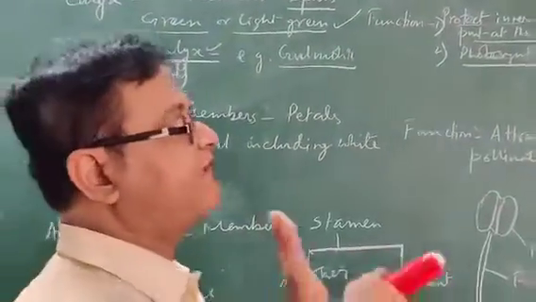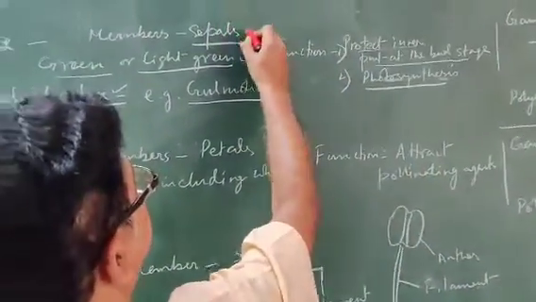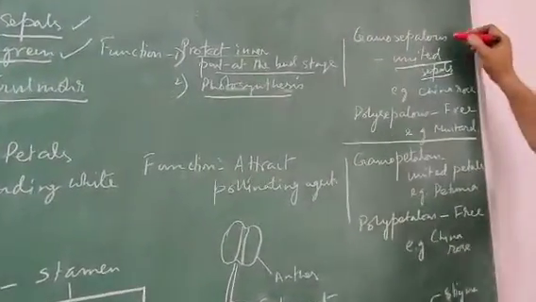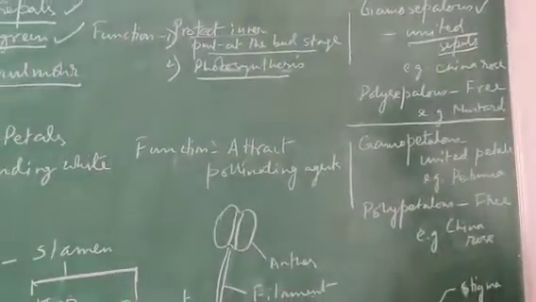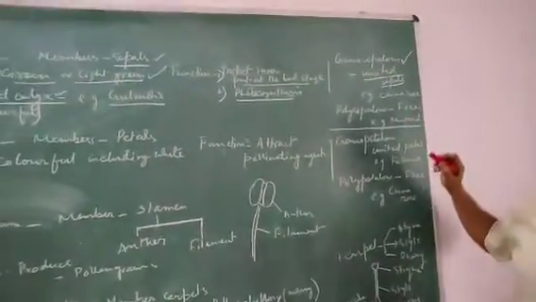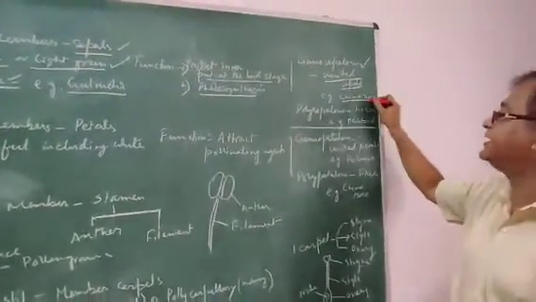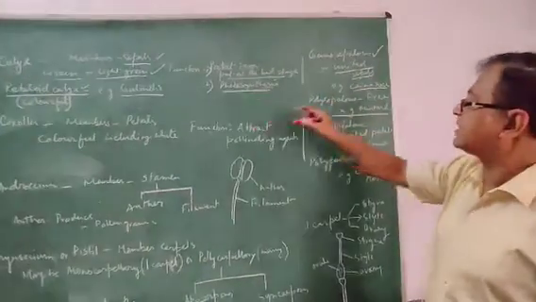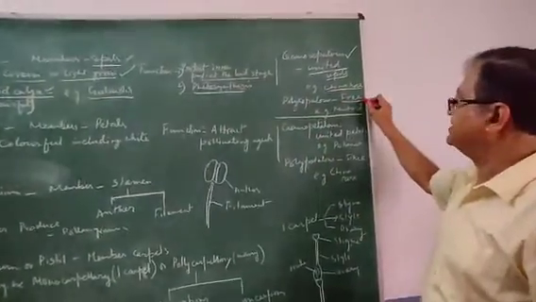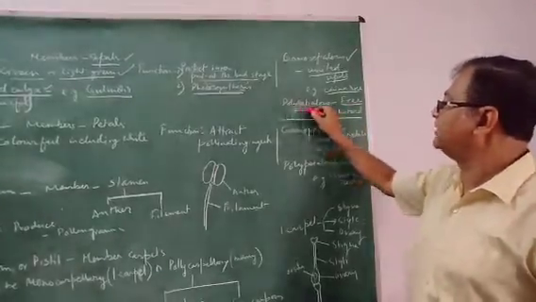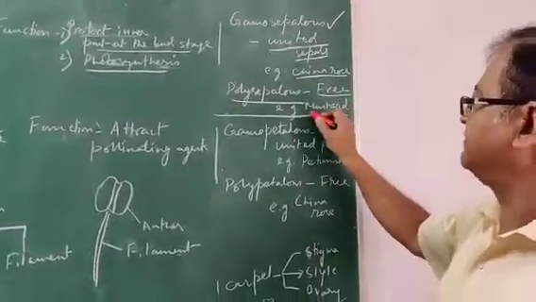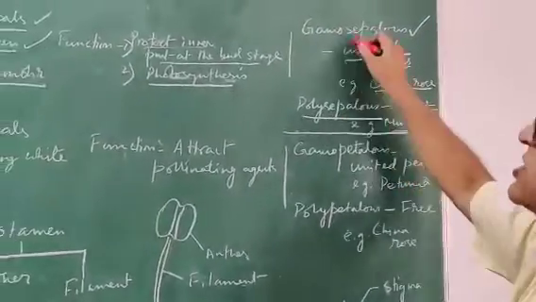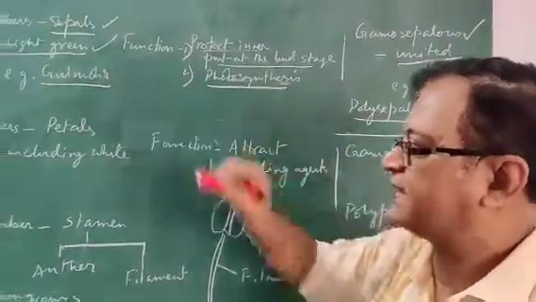If the members, these sepals, are united, then the term is gamosepalous condition. There are some flowers where sepals are united, for example China rose or hibiscus. If the sepals are free from each other, then the term is polysepalous, and an example is mustard. So these are the variations in case of calyx.